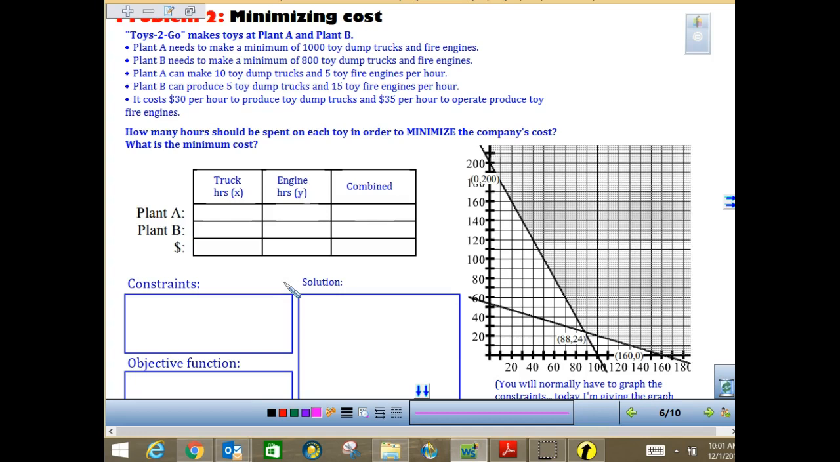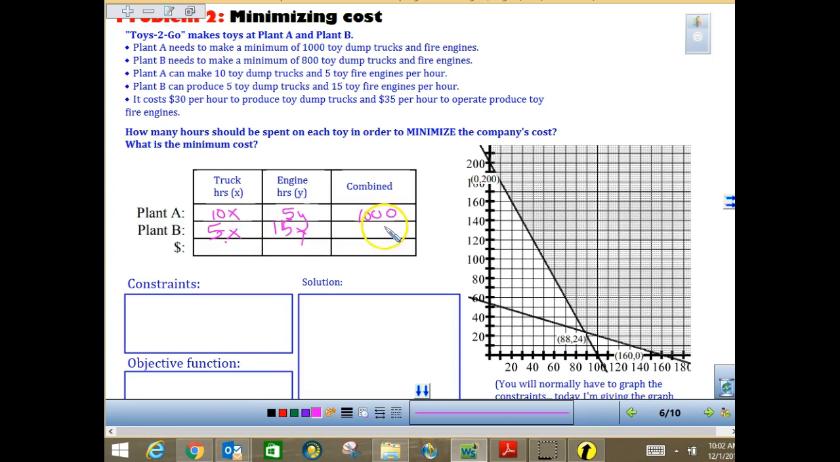So there's lots of information as we look at it. So plant A, minimum of 1,000. So plant A combined has to be what? 1,000. How many, if we are looking at that, how many toy dump trucks do we know plant A can make? So we got 10x, right? And how many fire engines? 5. This is just filling in our boxes. We don't have any inequalities, right? We're just filling this in. So plant B makes, if we are looking at it, has 5 toy dump trucks, right? And it has 15.